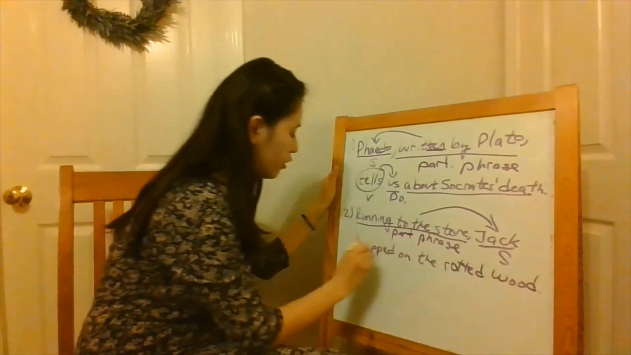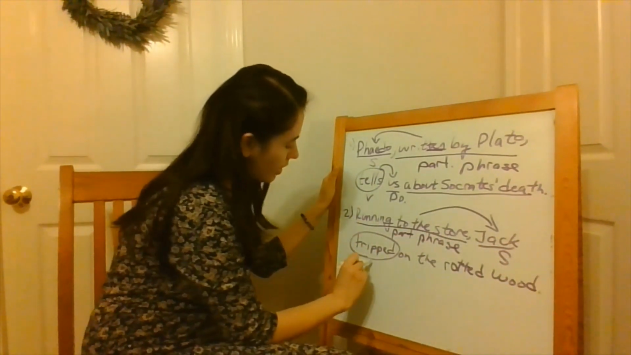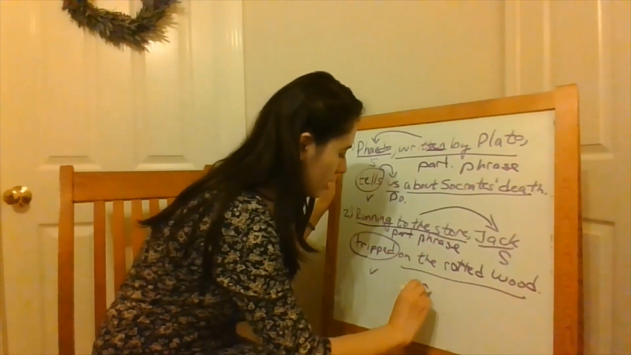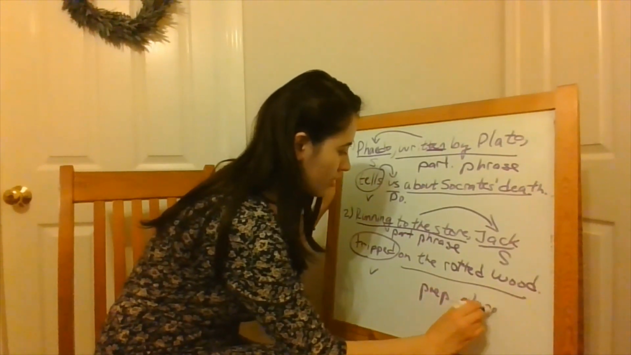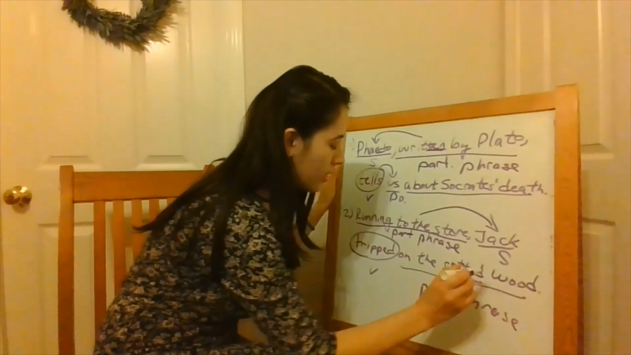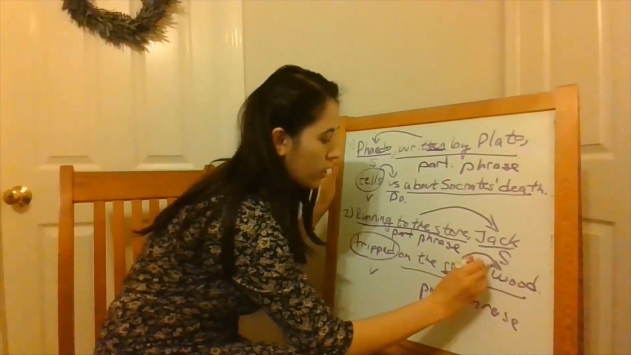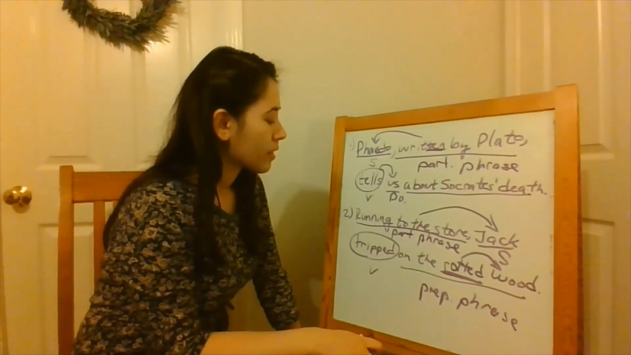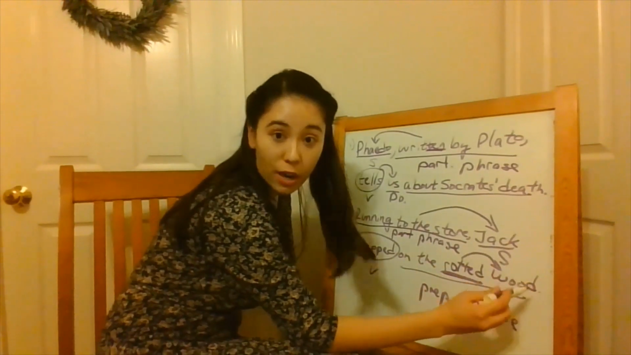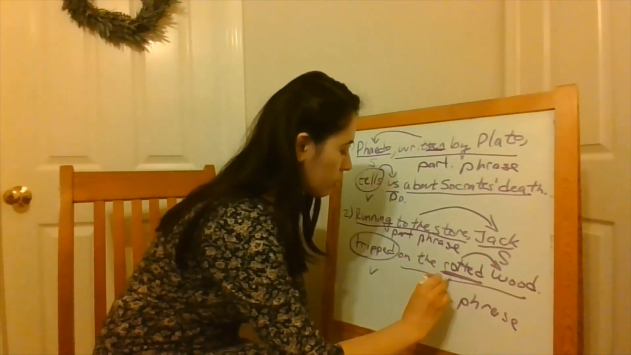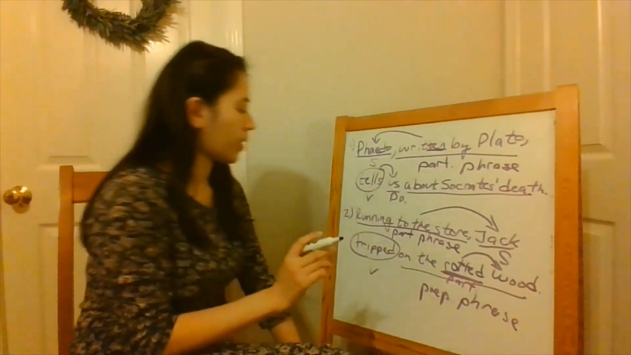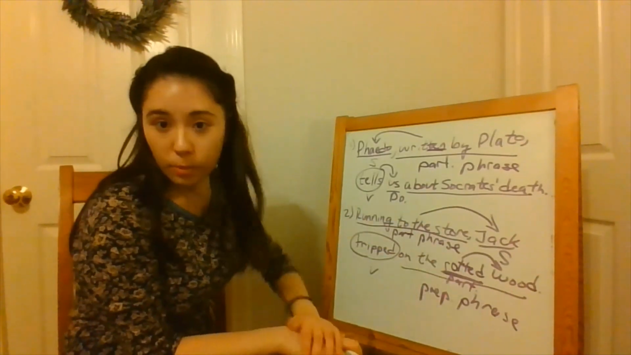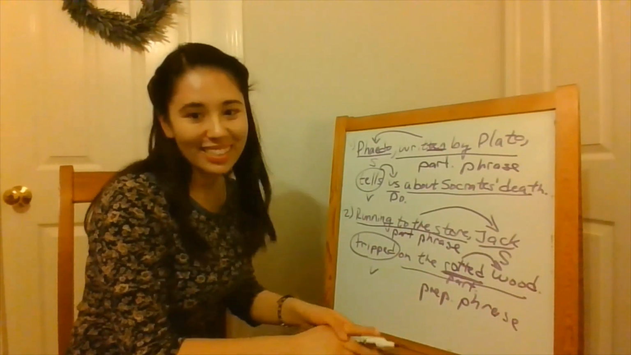Jack is our subject. Tripped, because he was running, so he tripped, as our verb. On the rotted wood. So on is a preposition, which makes this a prep phrase. And within that prep phrase, we have rotted, which is describing wood, but looks like a verb, but it's an adjective describing wood, which is an object of the preposition, which makes this a participle. So within our second sentence, we have a participle phrase and a just one-word participle in the second part of the sentence.